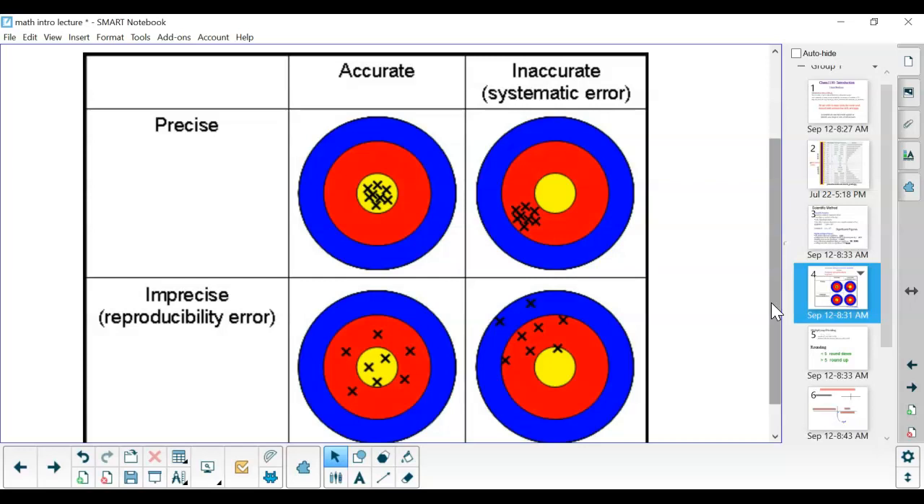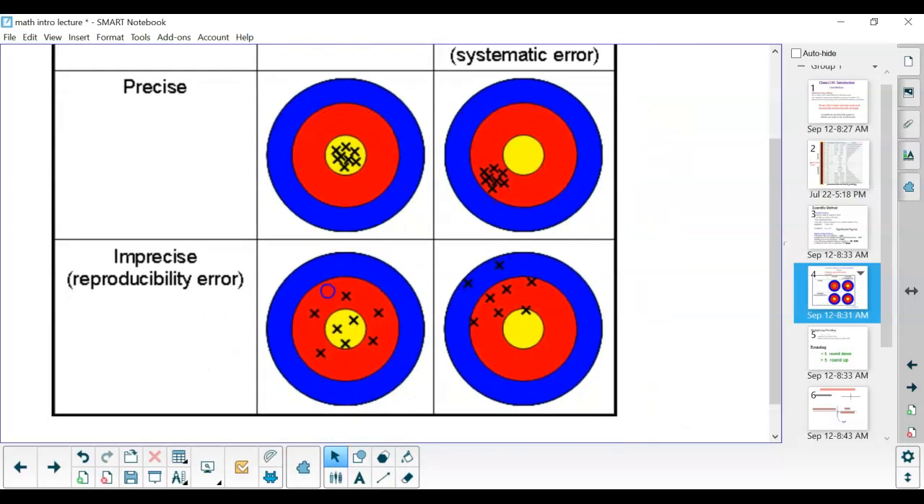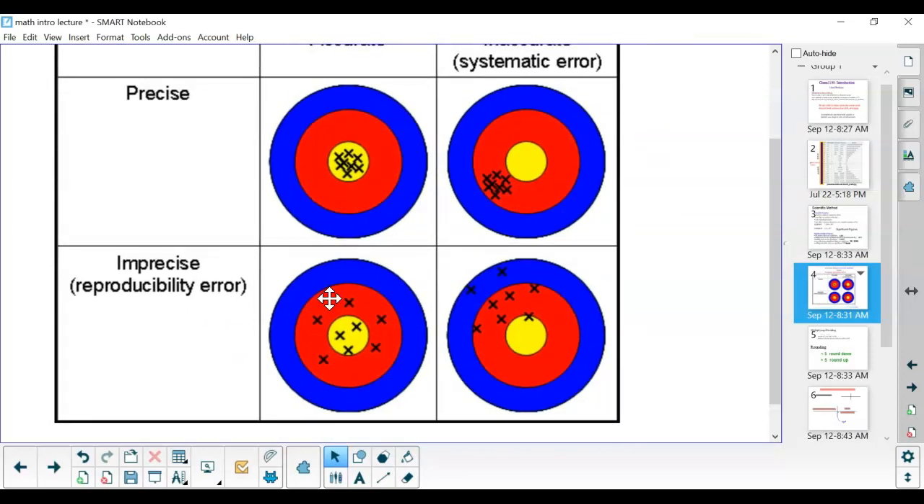So you can see here all of the guesses or bullseyes or darts are close together, so they're precise, and they're on the bullseye, so they're accurate. In this next one, they're still close together, so they're still precise, but they're all off from the correct answer. In this third example, they're all spread out. They're not close to each other, but the average is close to the correct value. And in this one, they're neither precise nor accurate.